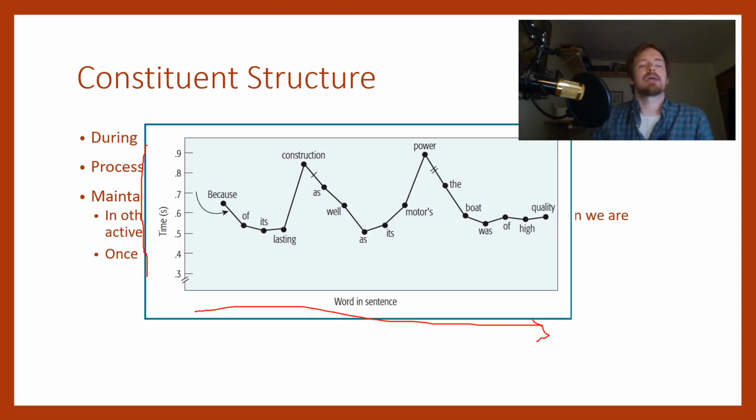So in this case, you see there were a couple of pauses, right? So we have because of its lasting construction, pause, as well as its motor's power, pause, the boat was of high quality. In this case, you see there are pauses after each of these phrases. Essentially what we're doing is pausing so that we can very quickly reflect on what we've just said or what we've just read. So because of its lasting construction, we're thinking about its construction, as well as its motor's power, we're thinking about its power, and then we get on to the end of it.